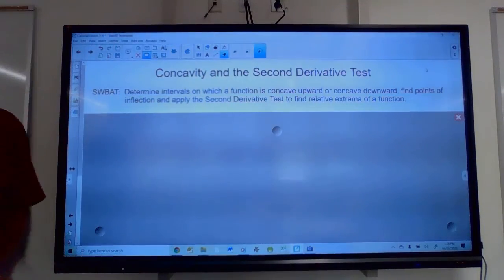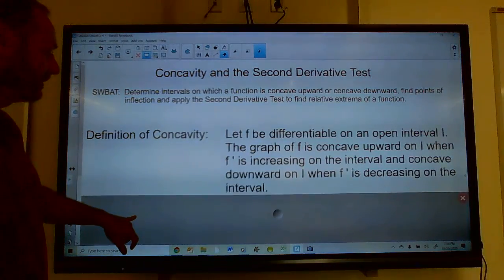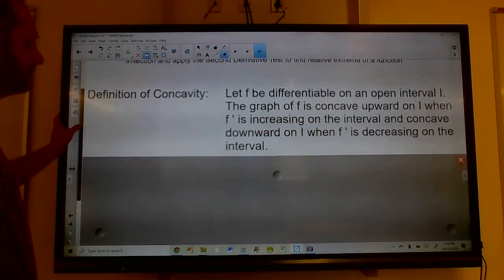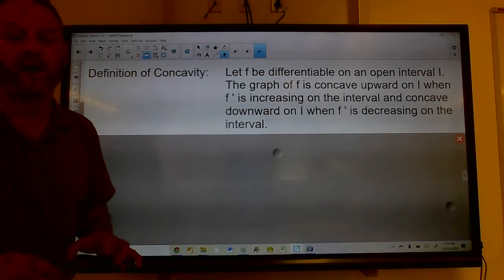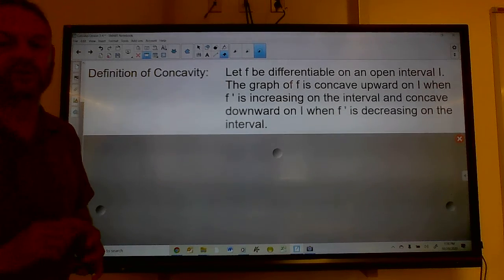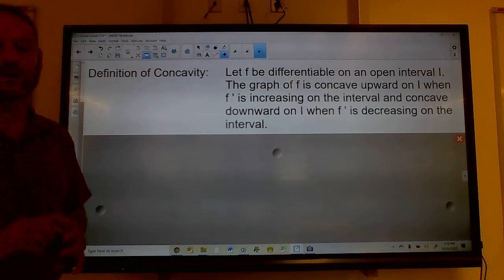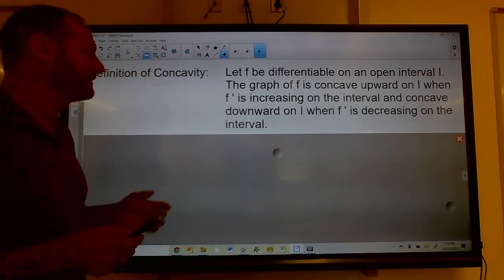All right, let's talk about concavity in the second derivative test. So what is concavity? The definition says, let f be differentiable on an open interval I. The graph of f is concave upward on I when f prime is increasing on the interval and concave downward on I when f prime is decreasing on the interval. So what does that mean?